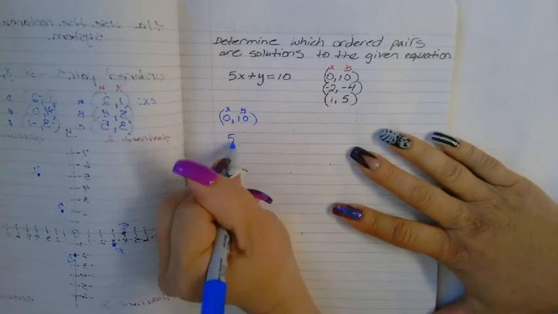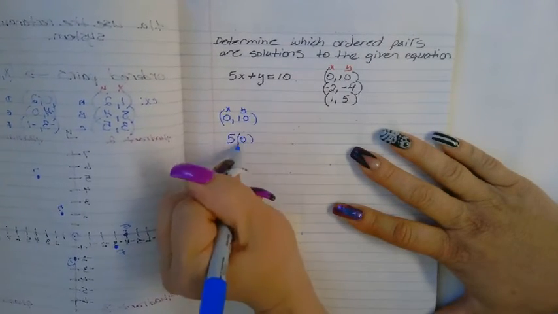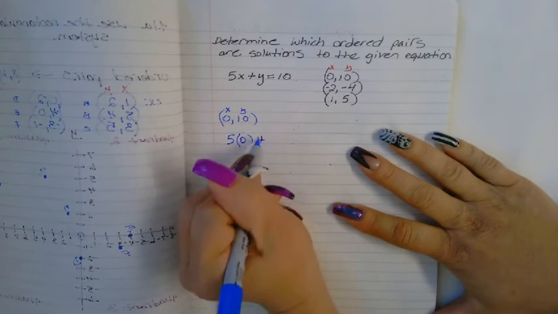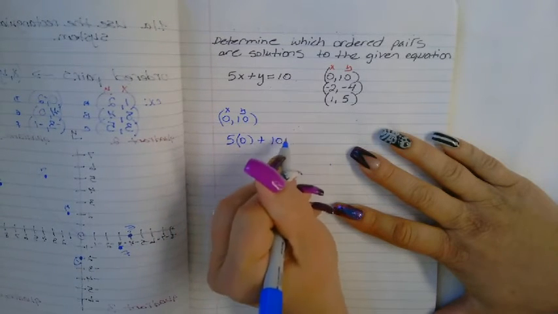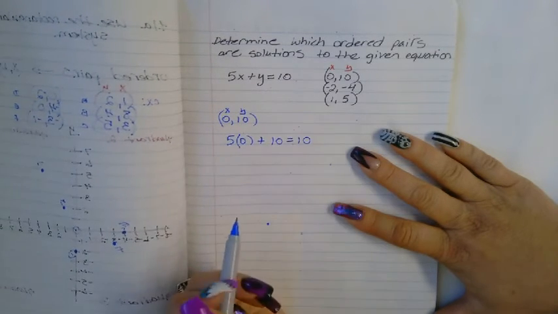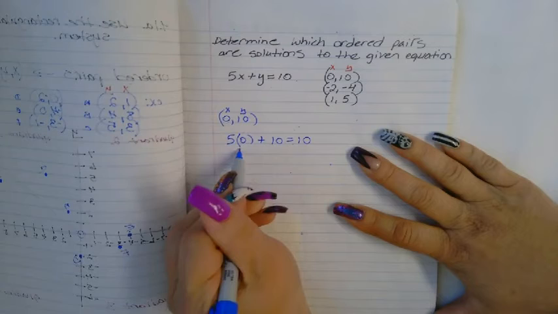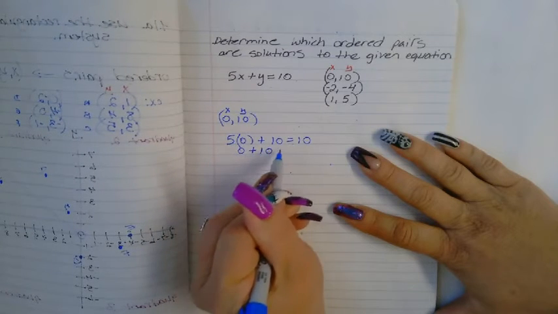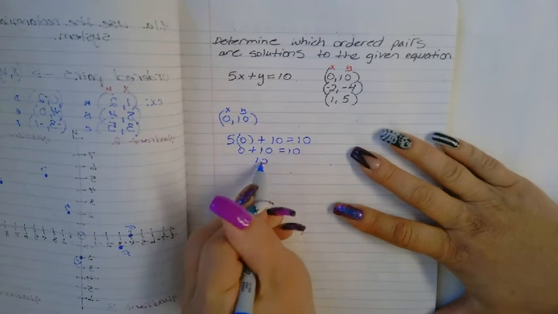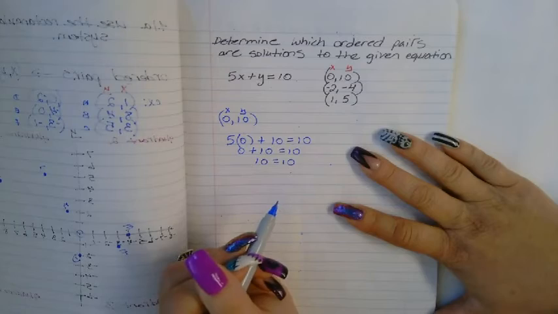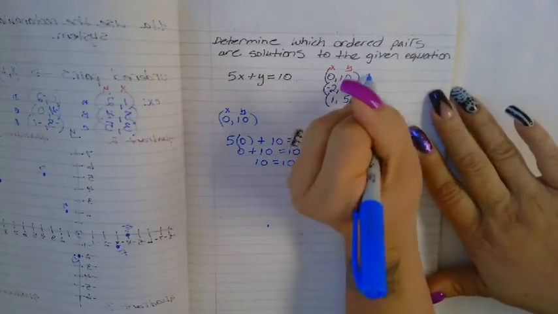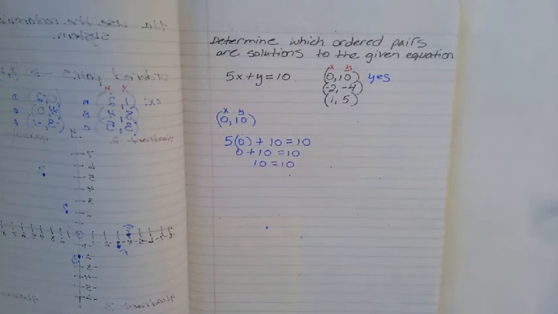So we have our 5, and our x would be 0, plus our y, which is 10, and then equals 10. We just have to solve it and see if both sides are equal. If they are, then that would be a solution. 5 times 0 is 0, plus 10 equals 10. So we see that 10 is equal to 10, and that is correct. So this first one would be a solution. I'm just going to put, yes, that's a solution. It wants to see which one, so we have to try all of them.